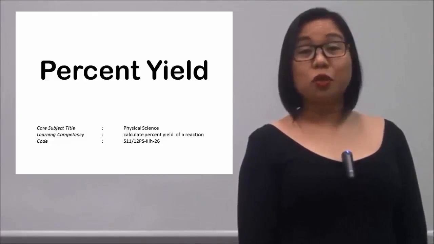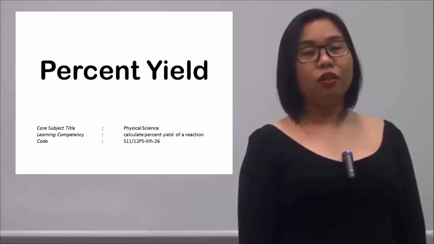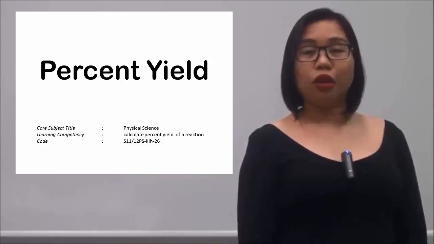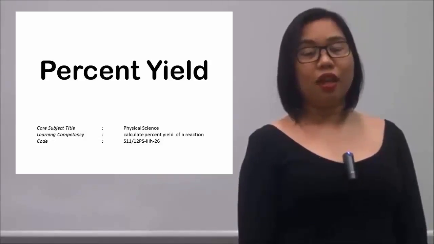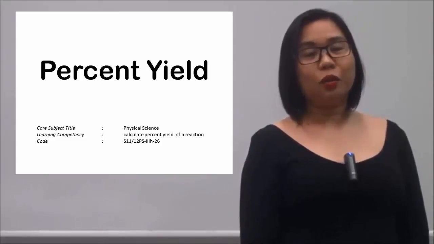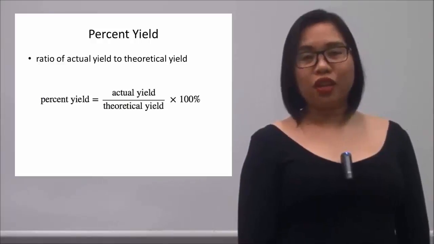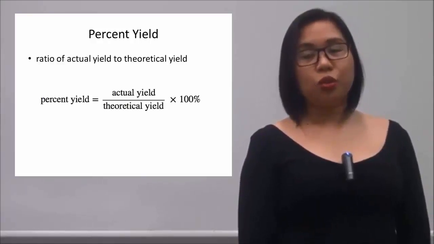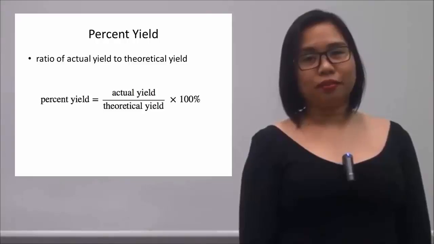Today, we are going to discuss percent yield, which is part of the core subject, physical science. Our learning competency is to calculate percent yield in a reaction. Percent yield is a ratio of actual yield to theoretical yield.